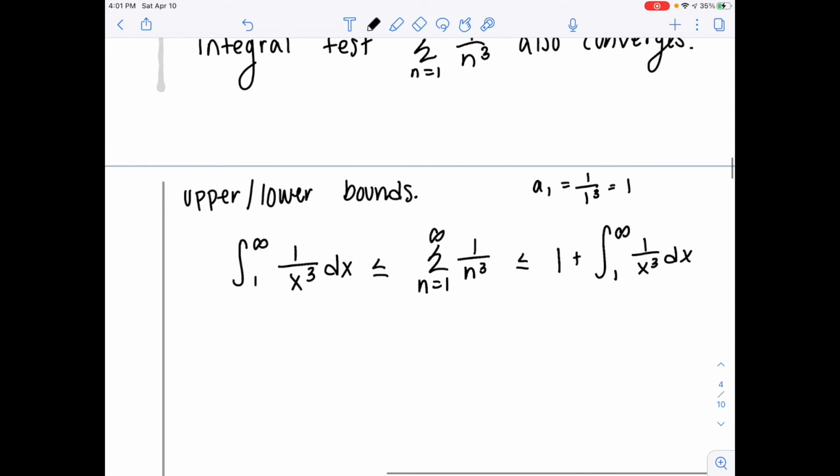So we can now just plug in our numbers. We can say that 1/2 is less than or equal to the actual sum from 1 to infinity of 1 over n cubed, which is less than or equal to 1 plus 1/2, which is 3/2. So the actual value of this infinite summation has to be somewhere between 1/2 and 3/2.